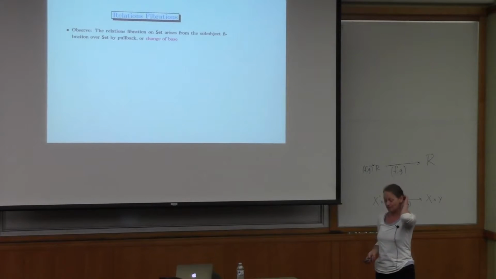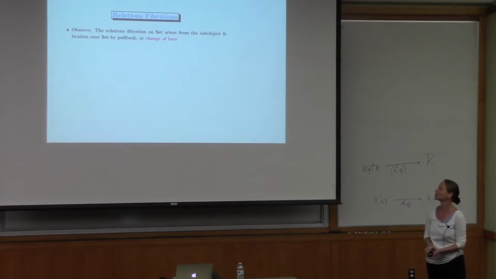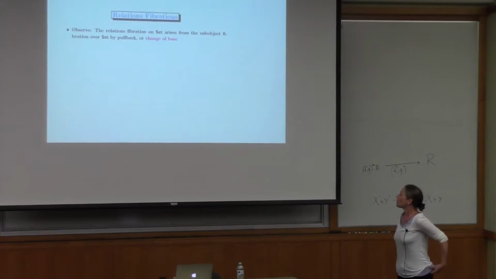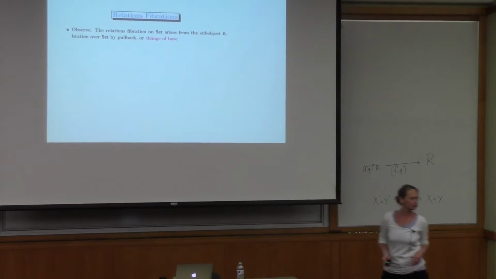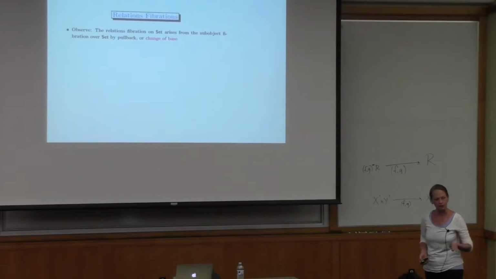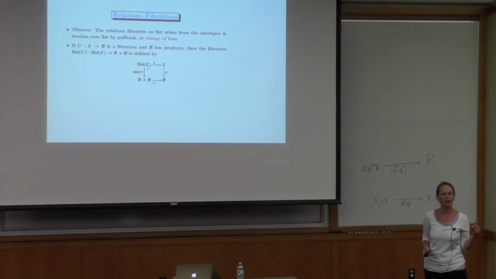Okay, so how about these more general categories? How about these more general fibrations? They are called relations fibrations. If you go back and think about the relations fibration on Set, the one I just showed you, it arises by a particular construction called change of base. We talked about pullbacks last time. So when I say change of base, I essentially mean pullback.